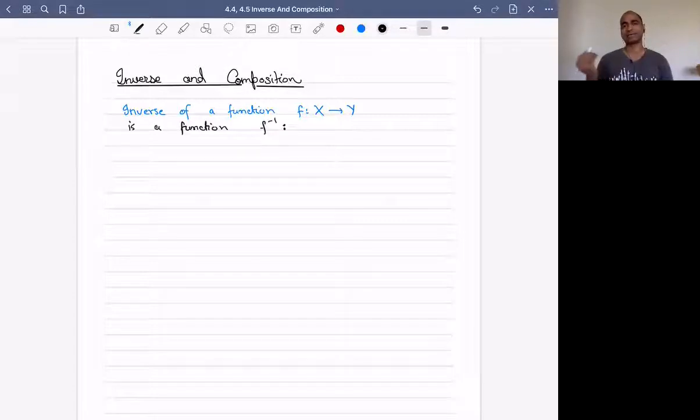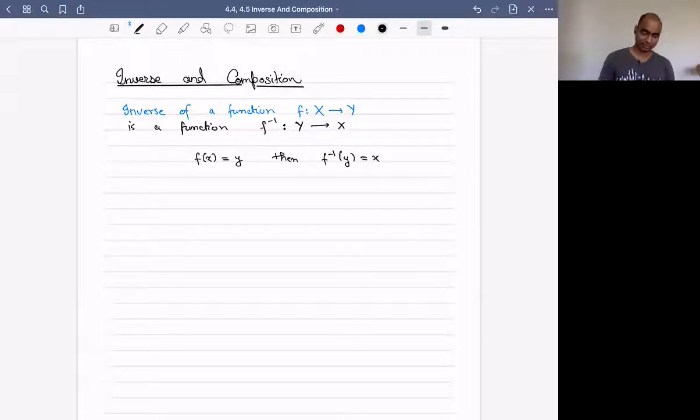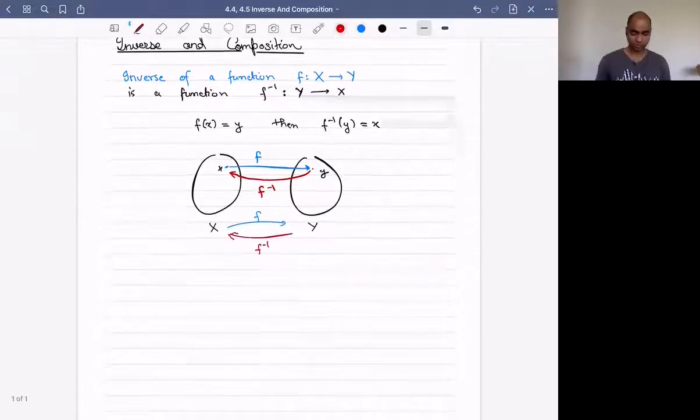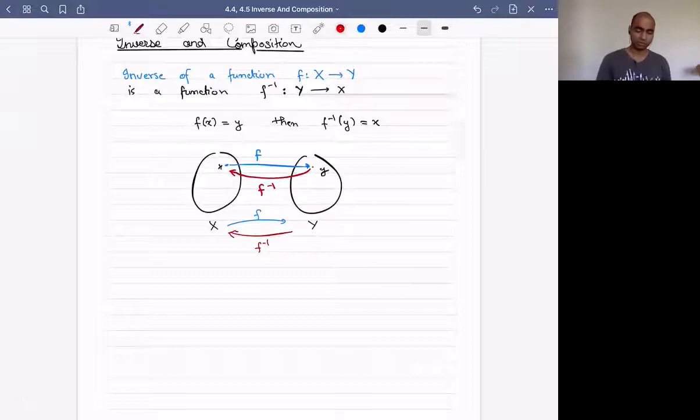And I can see why it's tempting to think that it's the reciprocal, because it uses the same notation. And again, it's very sad that this notation is being used, but it is what it is. It goes from Y to X. And what does it do? If x goes to y, then f inverse takes y back to x. So pictorially, if you have f like this, then f inverse just reverses the process. So that's the definition. It just undoes what f is doing.